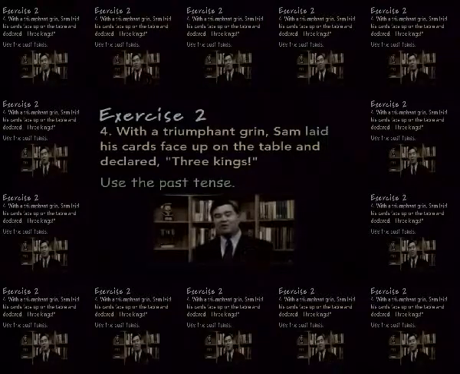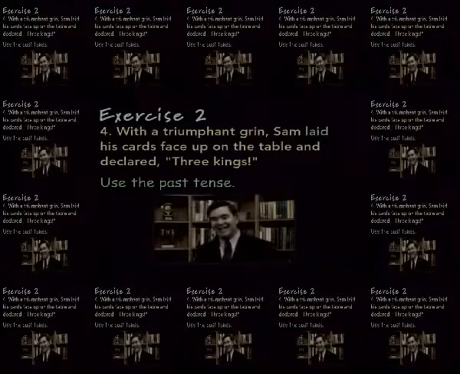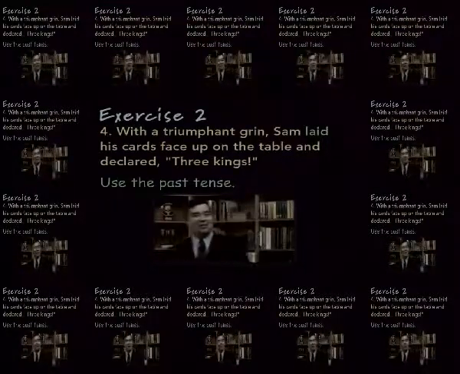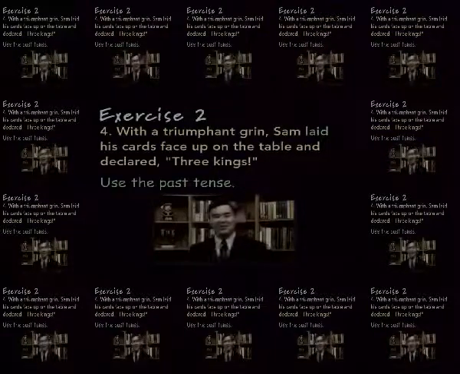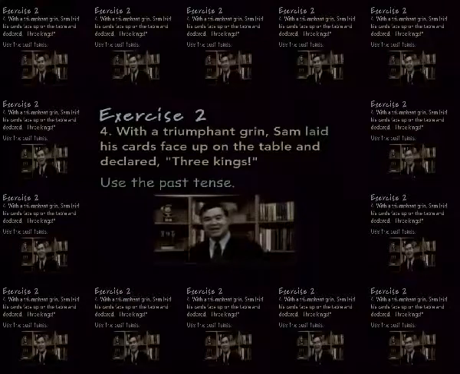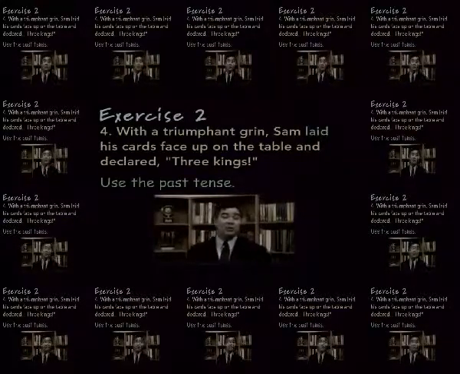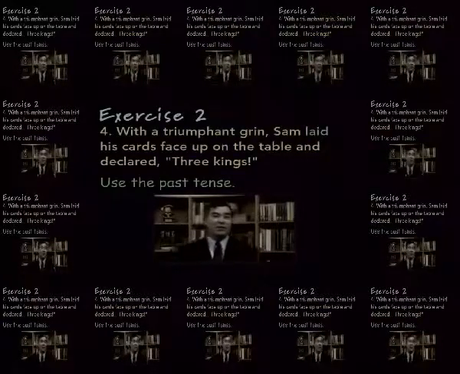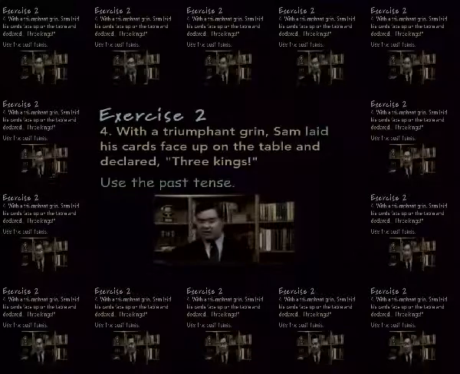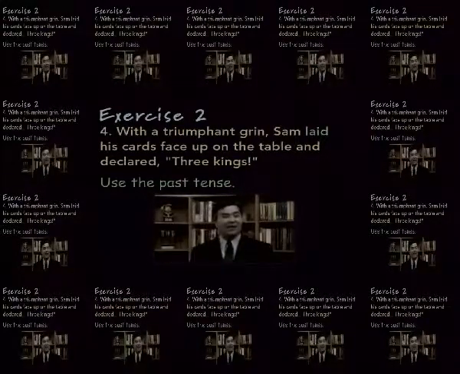Remember, the four principal parts of the verb to lay are lay, laying, laid, and laid. Instead, the author of this sentence has confused the verb to lie and to lay. We warn you that this is a very common confusion, and this sentence would be a typical example of how people use the wrong verb and thereby confuse both the meaning and the grammar. The sentence ought to read, with a triumphant grin, Sam laid his cards face up on the table and declared 3 kings.